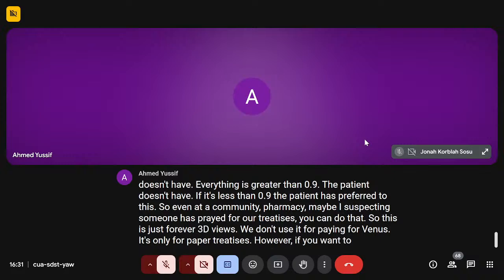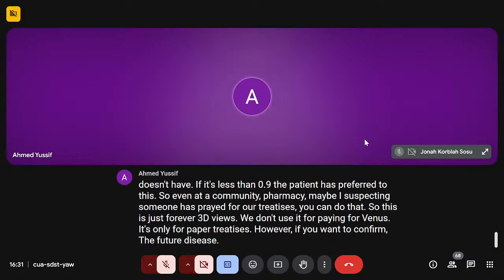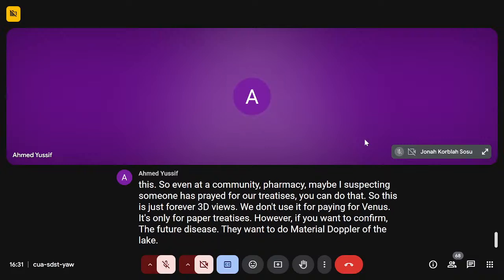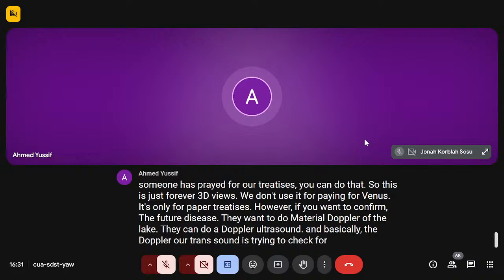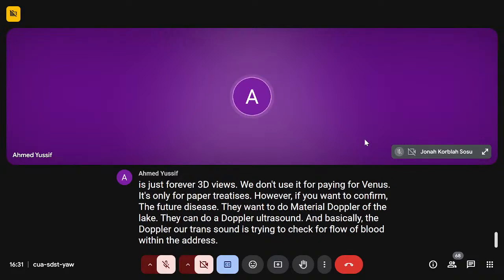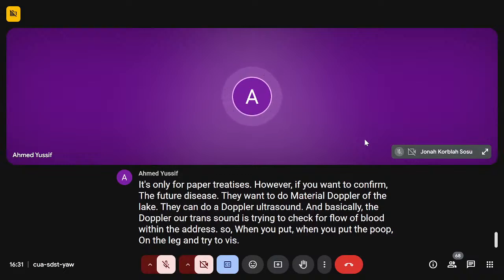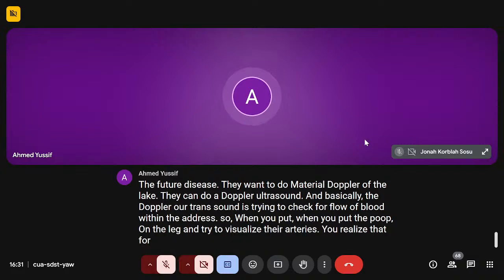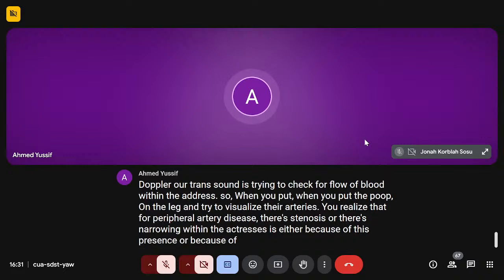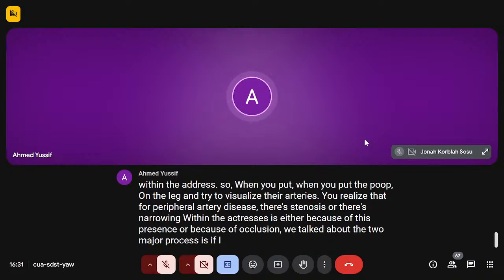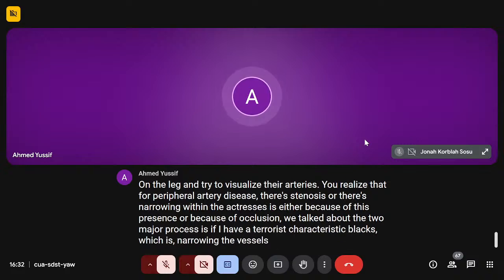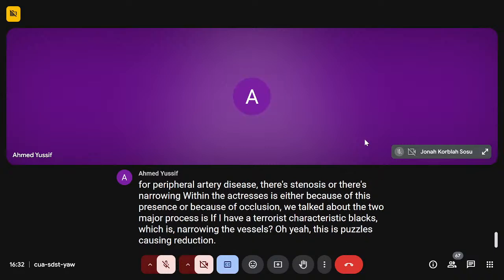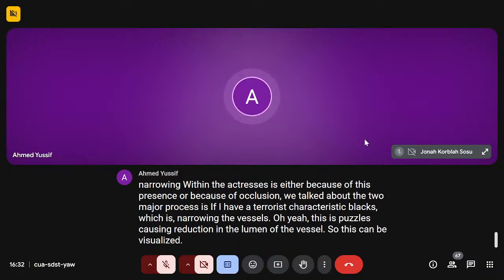However, if you want to confirm the patient has peripheral artery disease, then you want to do an arterial Doppler of the leg. You can do a Doppler ultrasound, which checks for the flow of blood within the arteries. When you put the probe on the leg and visualize the arteries, you see that in peripheral artery disease there's stenosis, or narrowing, within the arteries. It's either because of vasospasms or because of occlusion. We talked about the two major causes: either atherosclerotic plaques narrowing the vessels, or vasospasms causing reduction in the lumen of the vessel. This can be visualized from the Doppler ultrasound.